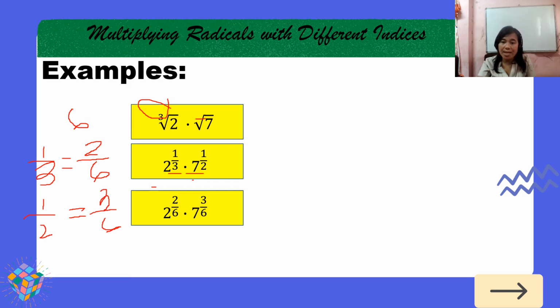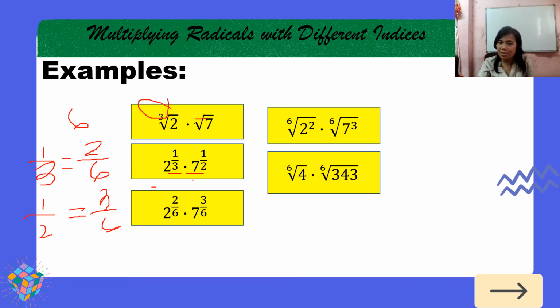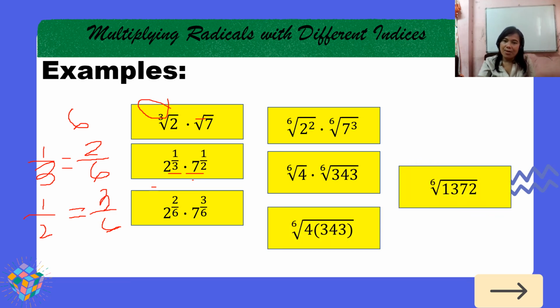Pwede ka nang bumalik sa radical form. So, 6 na yung magiging index mo. So, meron tayong 6th root of 2 squared, 6th root of 7 cubed. What is 2 squared? Yes, it's 4. How about 7 cubed? 343. Since same na sila ng index, multiply mo na sila. 4 times 343 is 1,372, which is not reducible, which is already in simplified form.